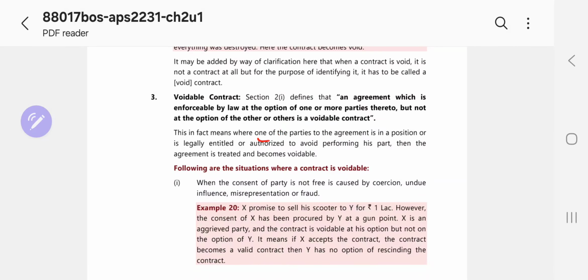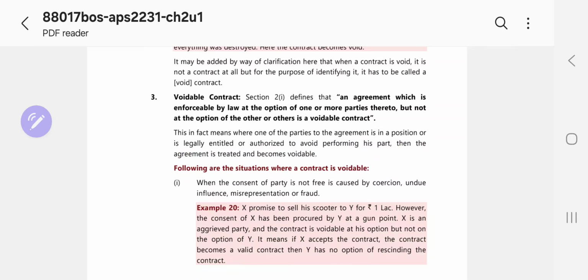This in fact means where one of the parties to the agreement is in a position or is legally entitled or authorized to avoid performing his part, then this agreement is treated as and becomes a voidable contract. When one party can avoid his part of the obligation in a contract, then that contract is called a voidable contract as per that party, the one who is able to avoid his obligations or rights. For example, here you can see X promises, first point, following are the situations.